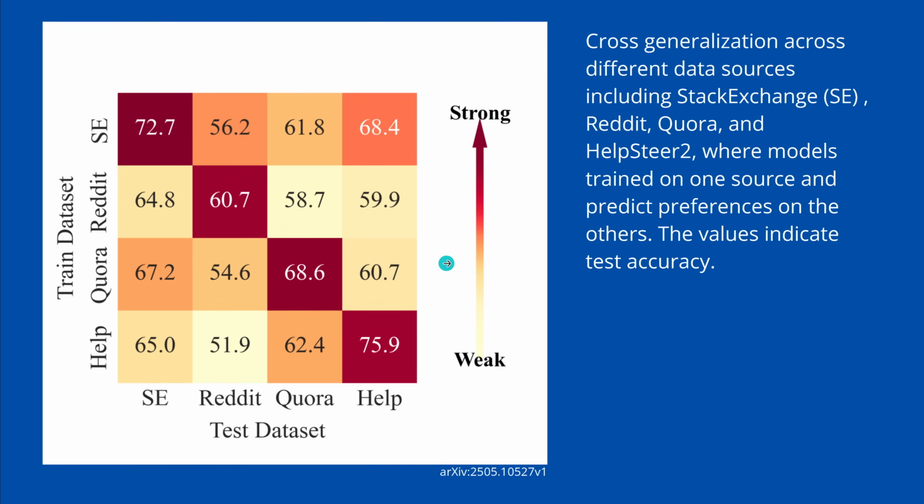So the authors of the study went really deep and they analyzed multiple sources. I showed you Stack Exchange, SE, as you see here. Then they looked at Reddit, they looked at Quora, they looked at Helpsteer 2, and all the different sources where we have community interaction.